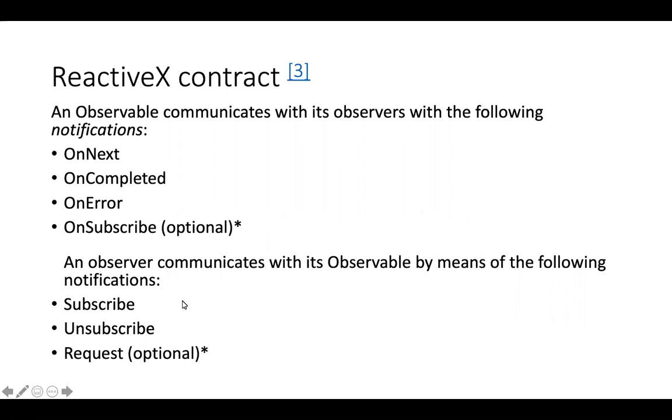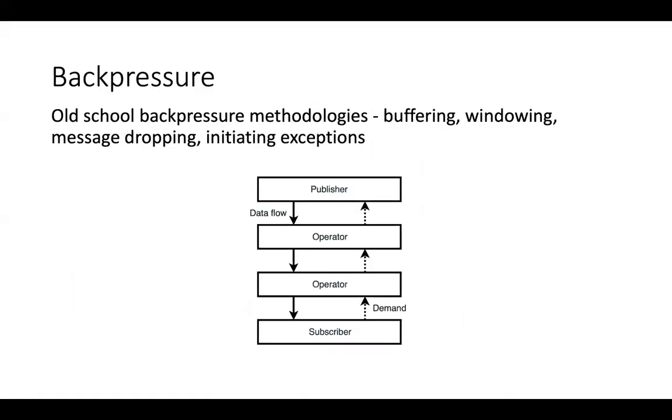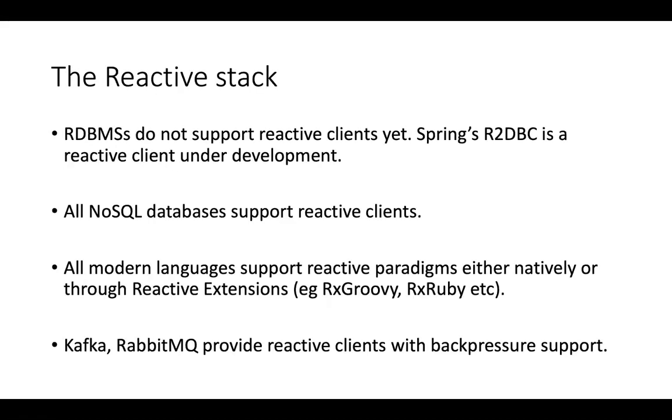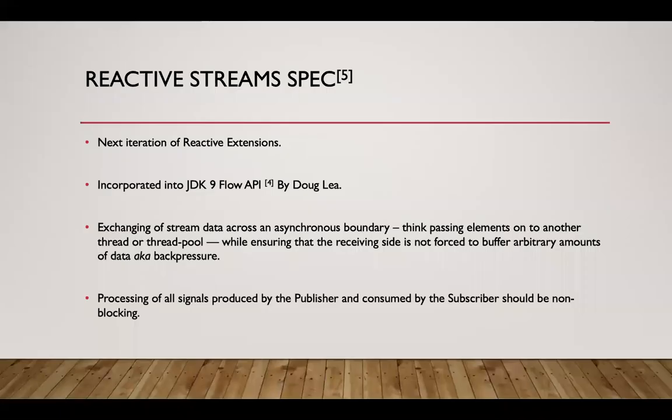And similarly we can request multiple items from the source. So the observer communicates using subscribe, unsubscribe, and request. The starred items here, on subscribe and request, both of these were actually added later. They were not part of the ReactiveX contract. They have been added in the Reactive Streams specification. This came later on and it added these two new things.